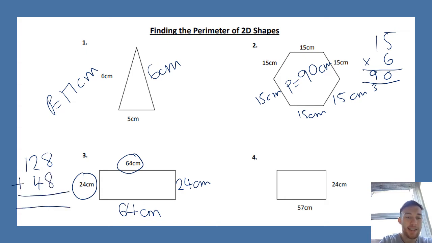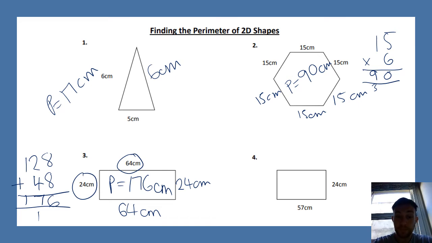And I'm going to add those together. So 8 add 8 is 16. 2 add 4 is 6, plus the 1 is 7. And then 1 plus 0 is 1. So the perimeter of this particular shape is 176. I'm going to check my measurements. It's in centimeters still. So it's 176 centimeters.